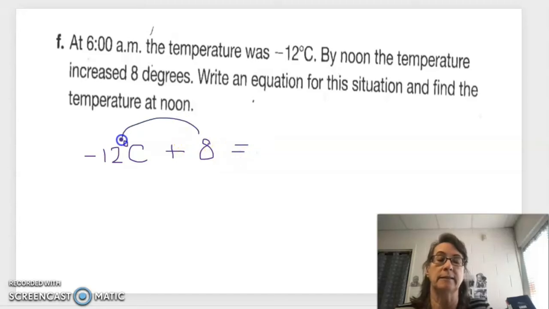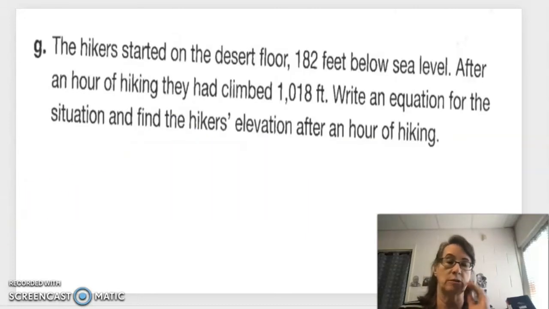opposite signs. So we're going to subtract 12 minus 8 is 4, but the greater of the 2 absolute values is negative. So negative 4 degrees. It is still at negative 4 degrees, which is 4 Celsius degrees. Remember, 0 is freezing in Celsius.